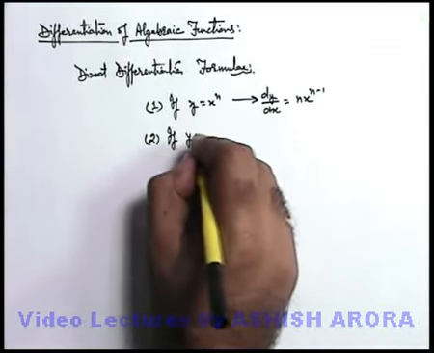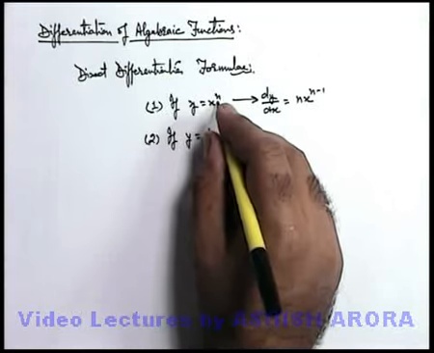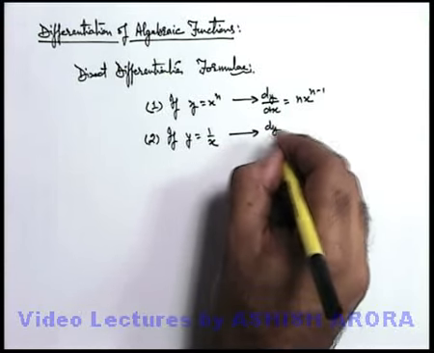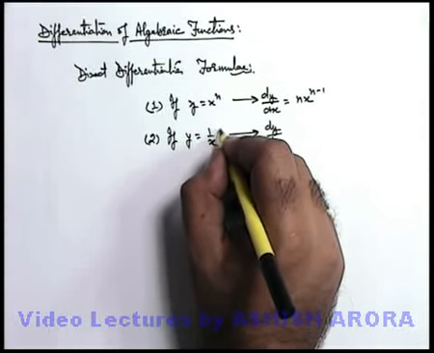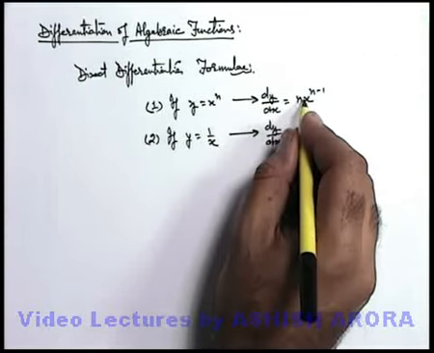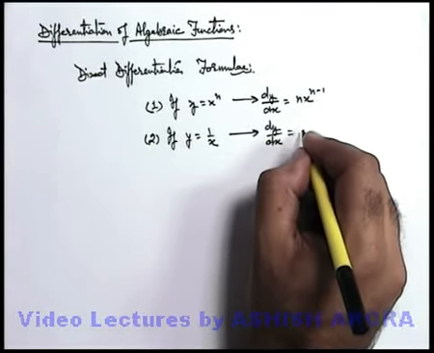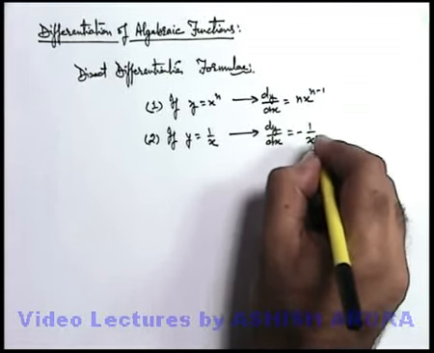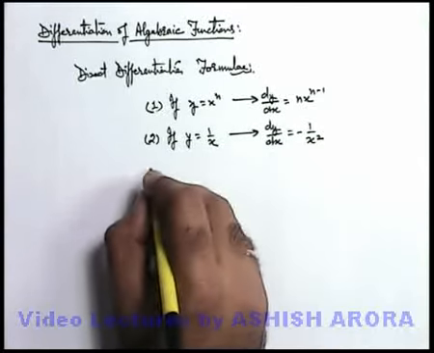If you are given y is equals to 1 by x, using this relation only we can calculate what will be the value of dy by dx. You can see 1 by x is x to power minus 1, so here n will be minus 1. So the result will be minus x to power minus 2, so it will be minus 1 by x square. There is also a direct relation because it is also extensively used.